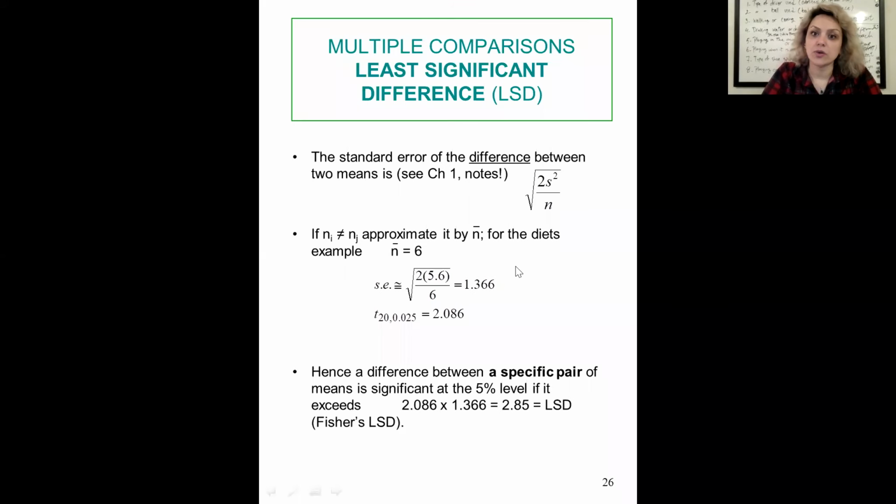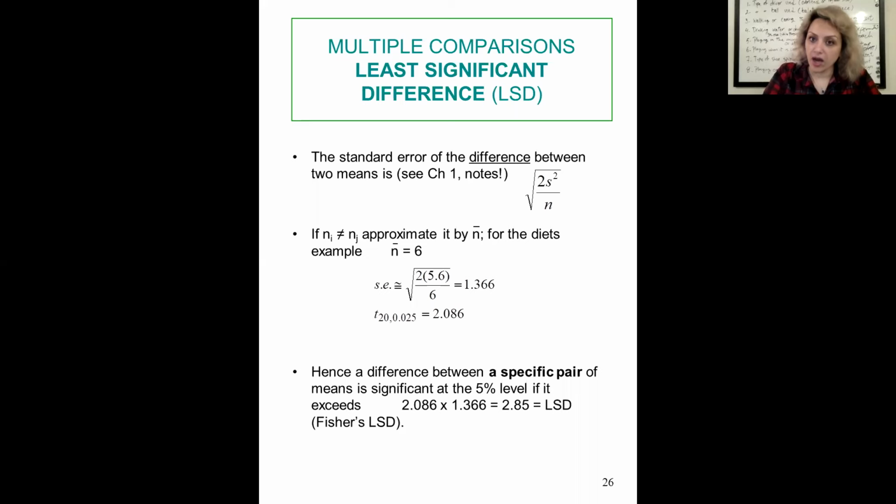The LSD method, or least significant difference, or in some books Fisher's least significant difference method, is an equation that we use for multiple comparison. The standard error of the difference between two means, as you will see in chapter 1, is equal to the square root of 2 times S squared divided by n.